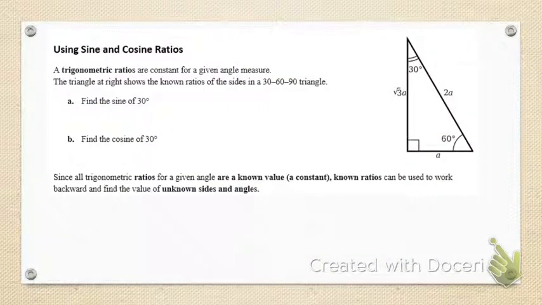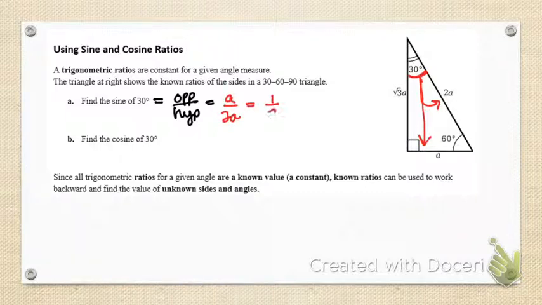All right, we can use the sine and cosine ratio to solve for problems just like we can for the tangent. So finding the sine of 30 degrees, we're going to go opposite over hypotenuse. So from here, 30 degrees, opposite over hypotenuse. That's going to be a over 2a, and that will simplify to 1/2.